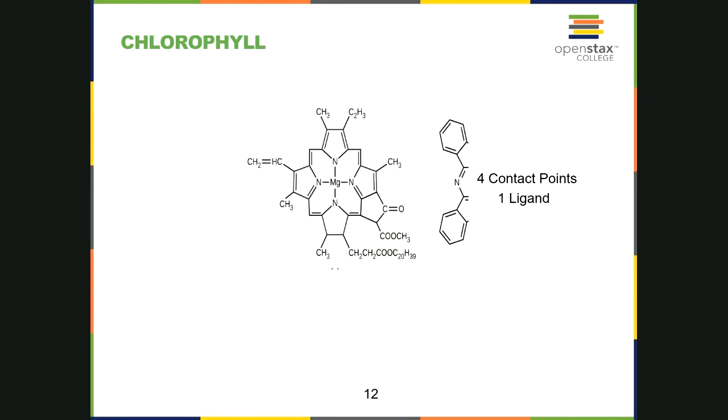Now here is chlorophyll, and notice that in the center here is magnesium. I don't know why this picture is showing up over here. Collaborate's doing something weird. But anyway, around the magnesium, there are 4 contact points, each coming from a nitrogen. So there's a nitrogen with a pair of lone pair electrons. But it's only one big ligand.